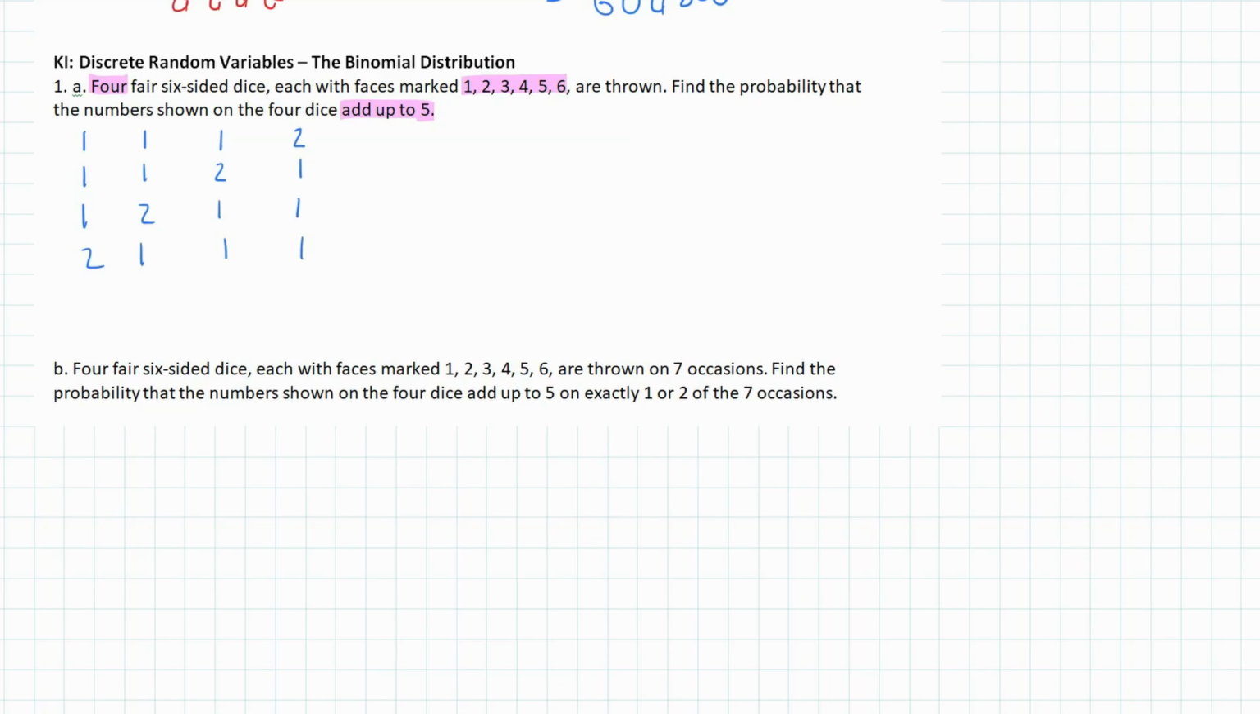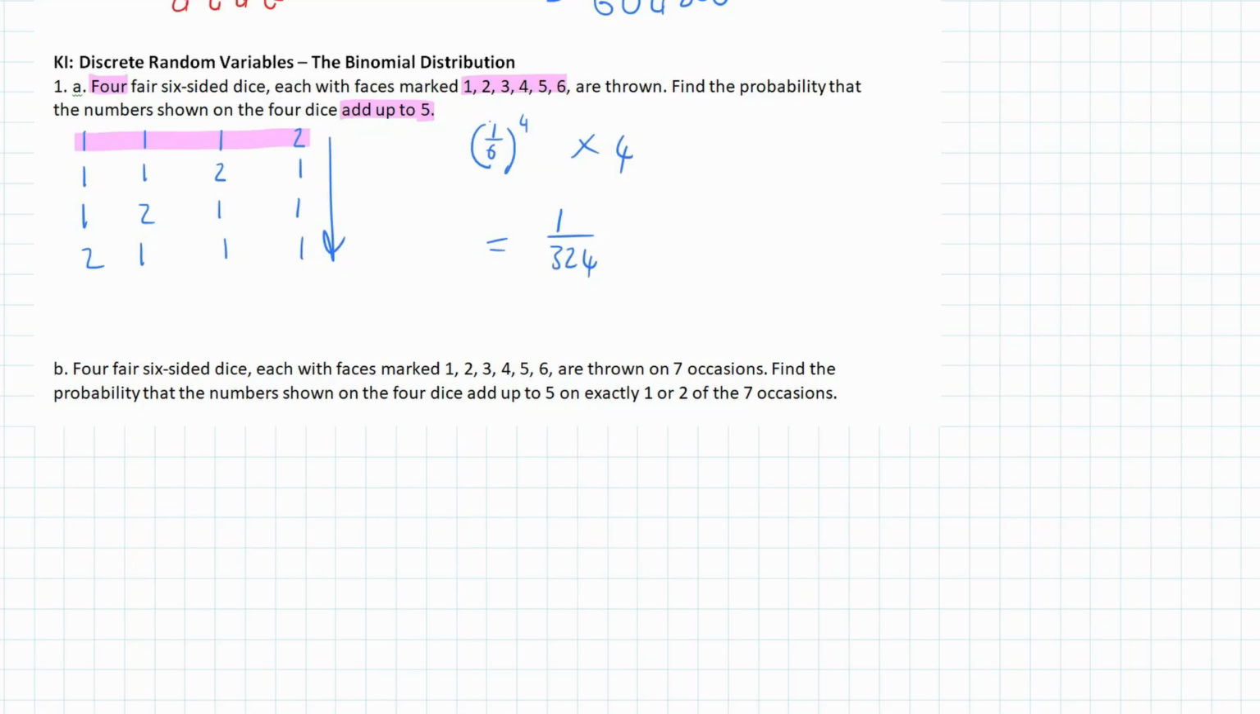And each way, what is the probability of each way? Well, obviously, to get a 1, it's a 6th chance. Getting a 1 is a 6th chance. And getting a 2 is a 1/6 chance. So we can just simply write that as 1/6 to the power of 4. Now, each of those options is exactly the same, so we're just going to multiply that by 4. And this should give us 1 over 324.